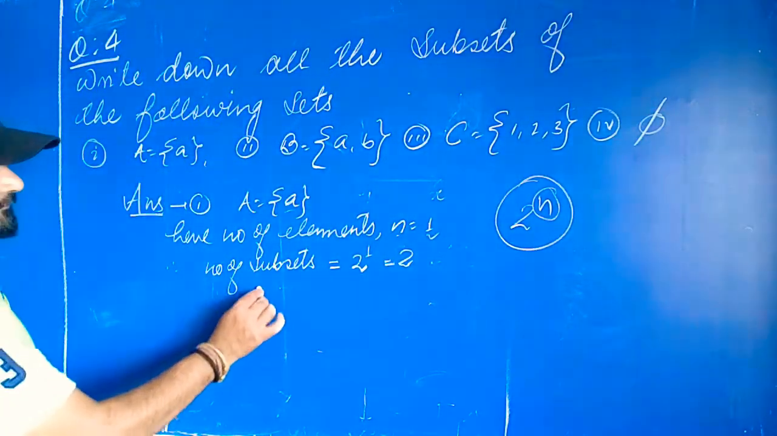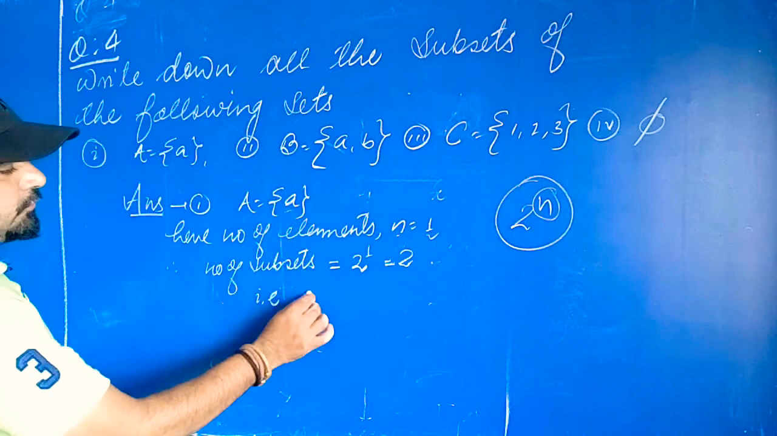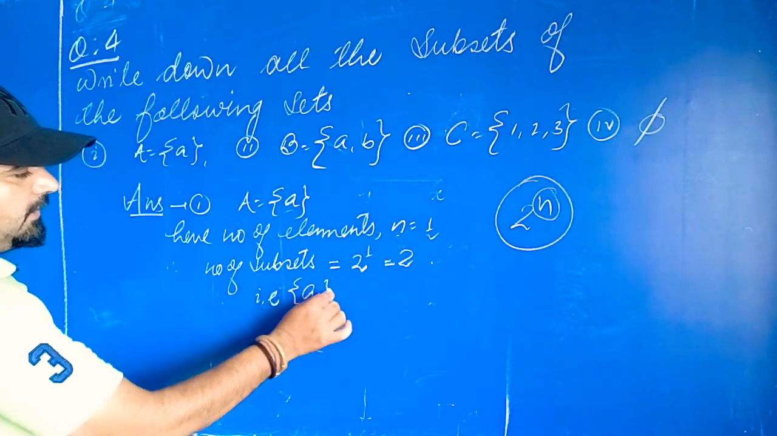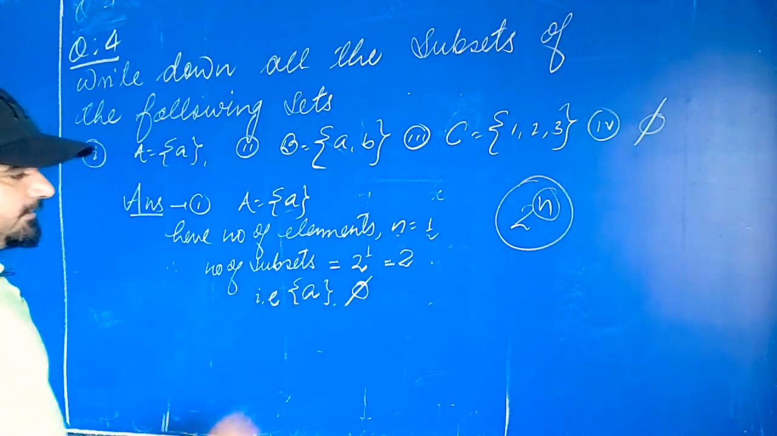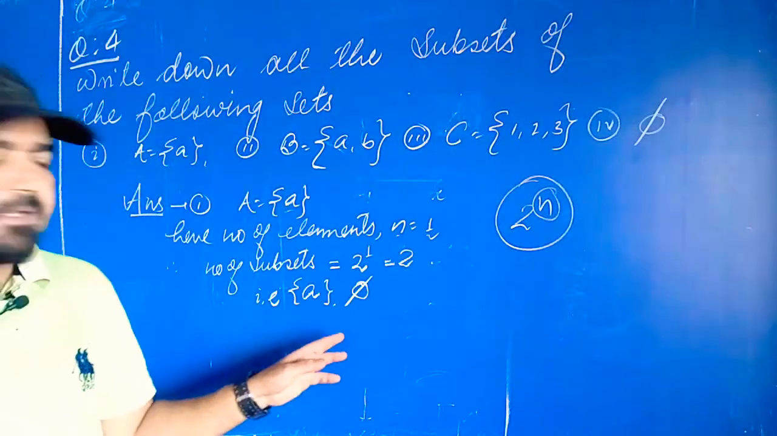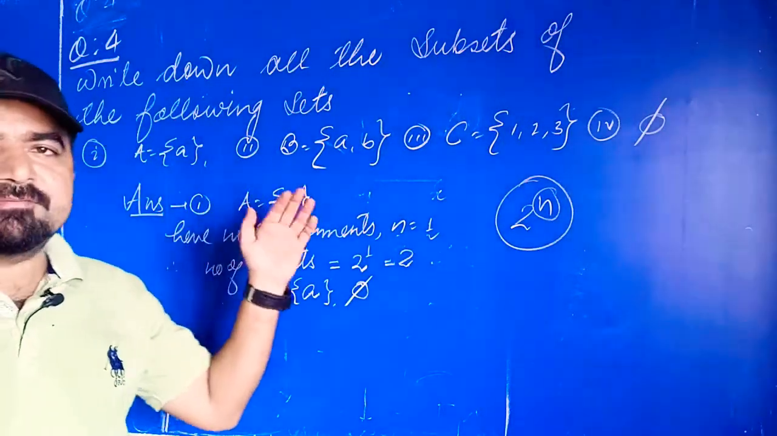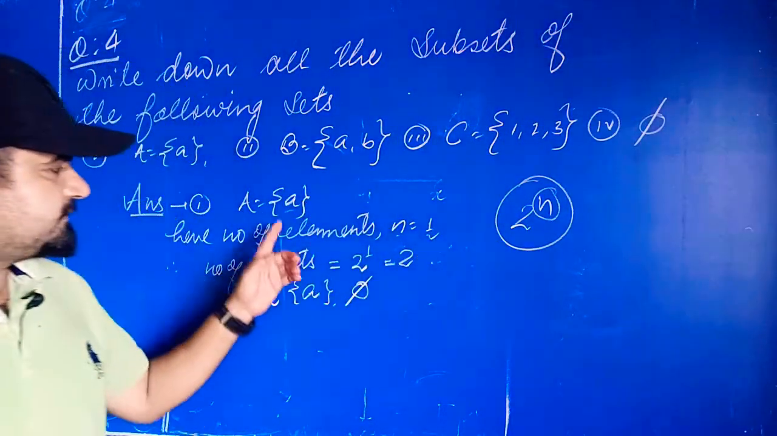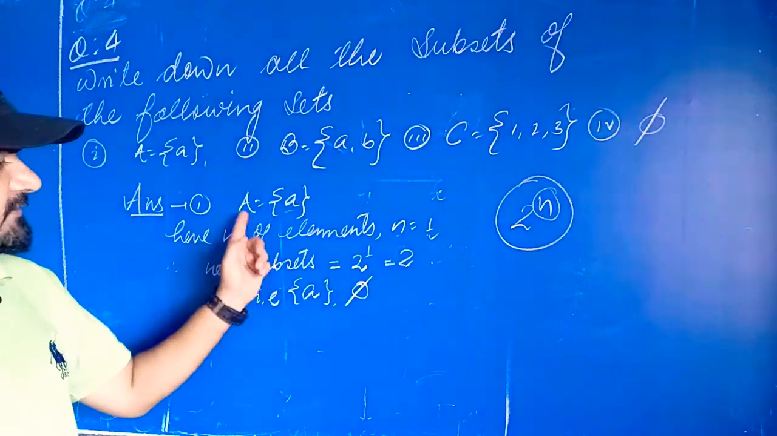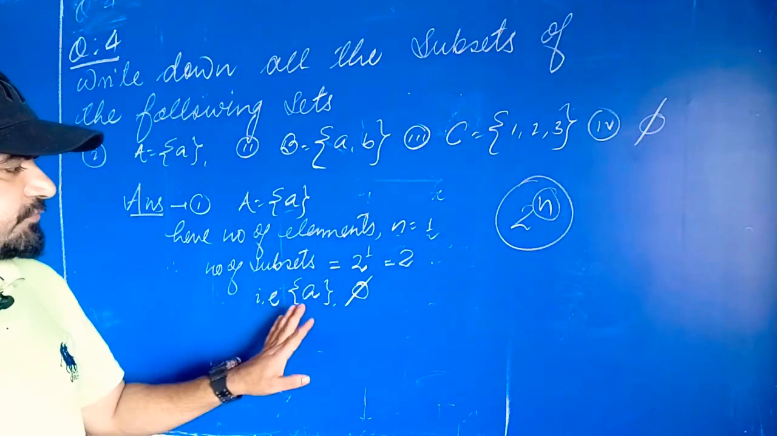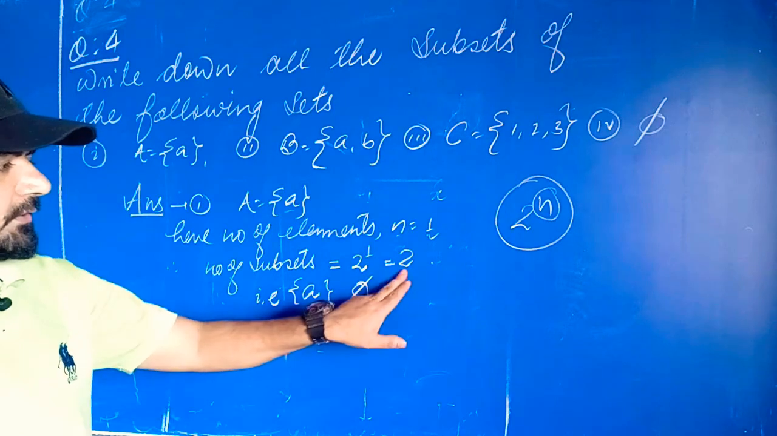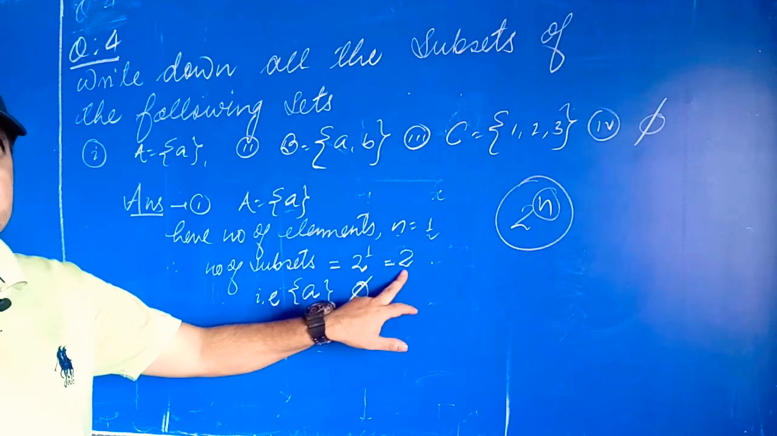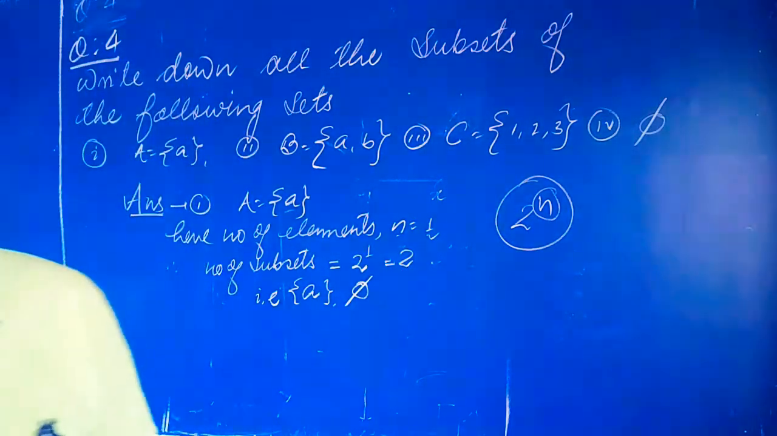That is, the first one is A itself, and the second one is 5. As I already mentioned to you earlier, the 5 will be the subset of every given set. So the first subset of this set will be A and the second subset will be 5. So how many subsets do we have here? 1, 2. That is what we mentioned here. Alright? Fine. This is Roman number 1.